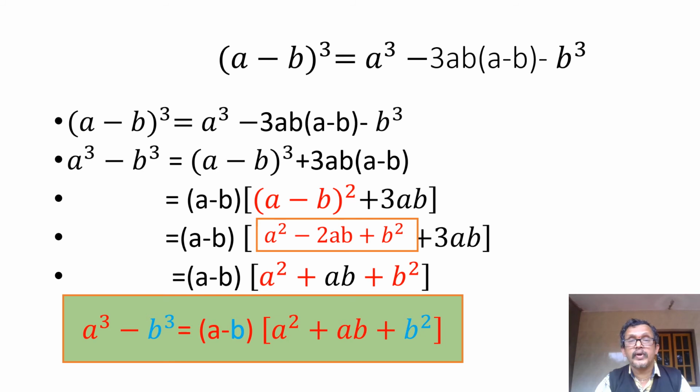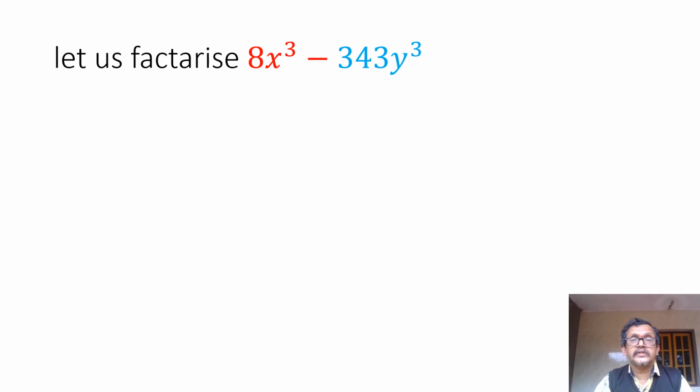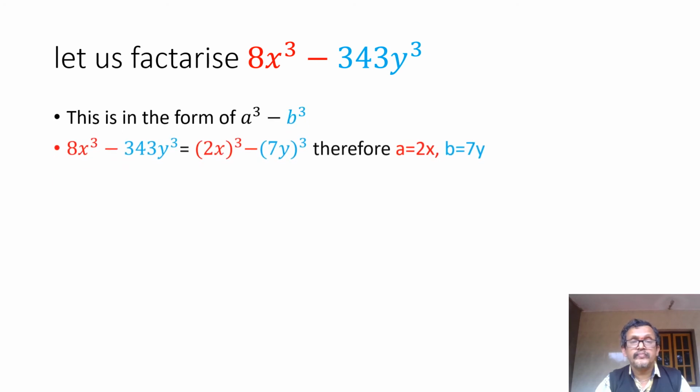Let us solve one problem on this. Consider the problem 8x cube minus 343y cube. Here the cube root of 8 is 2, and the cube root of 343 is 7. Therefore this can be written as a cube minus b cube where a equals 2x and b equals 7y, that is, 2x whole cube minus 7y whole cube.